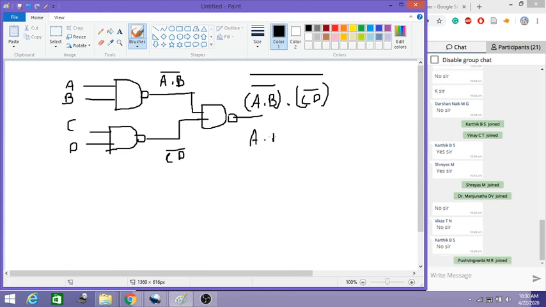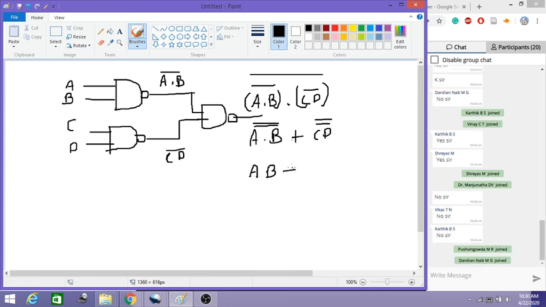So finally it is something like this. It is A into B double bar plus C into D double bar. We know that the double bar cancels out, from the last law that we studied in the Boolean theorem table. So that is nothing but A into B plus C into D. So this is the output. Now they ask you to construct the truth table for this given logic circuit.